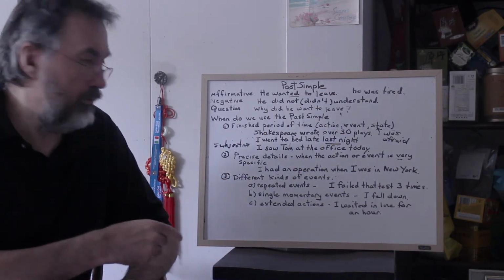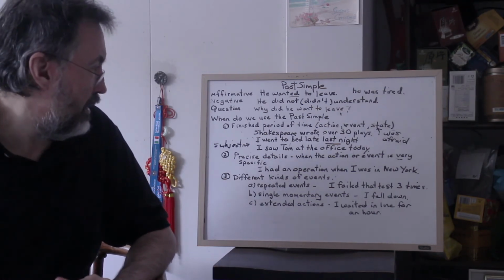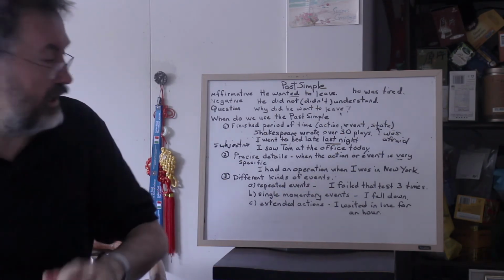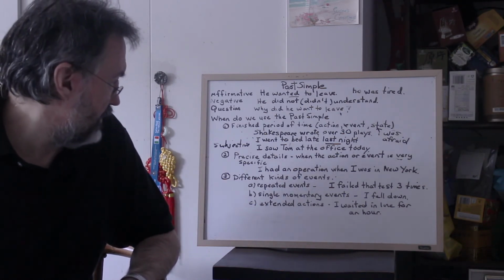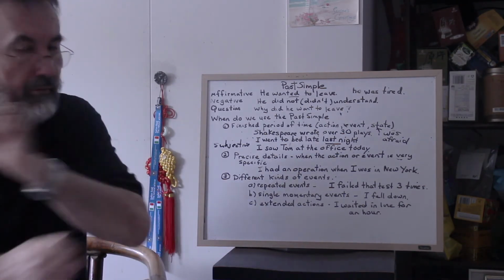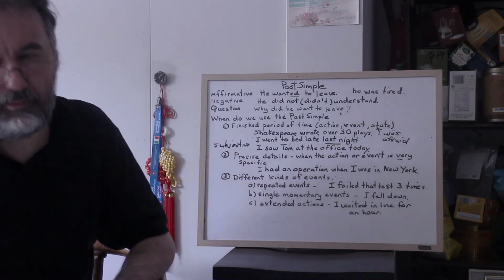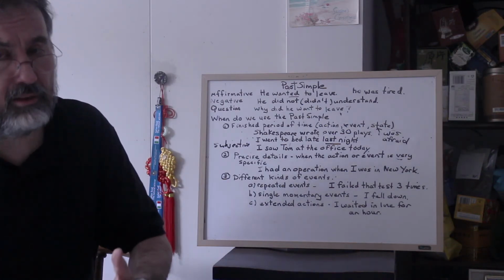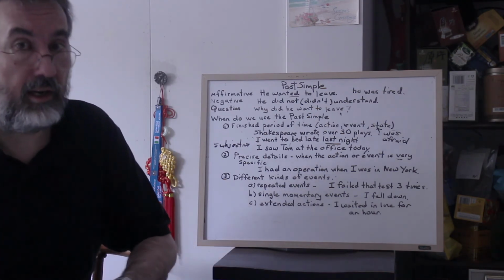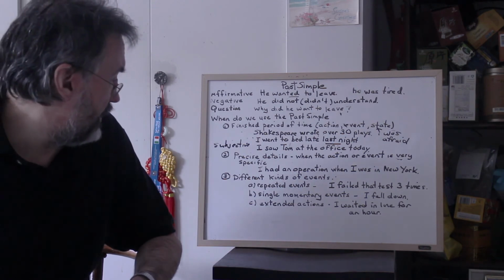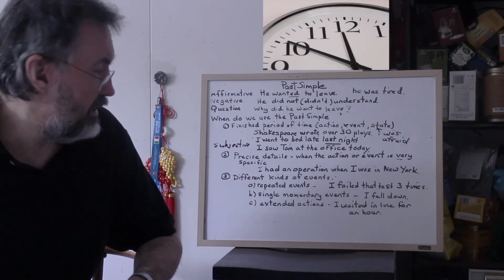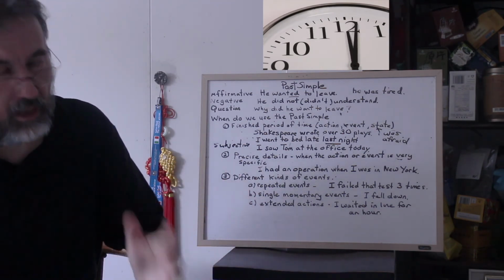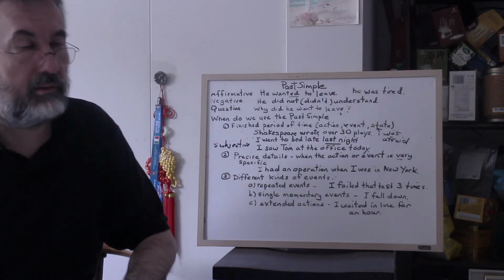Number 3, different kinds of events or actions. First one, repeated events, actions that happen again and again. I failed that test 3 times. Not once, not twice, 3 times. It's a repeated action. Use past simple. Single momentary events. Events that happen very quickly in the past. I fell down. That happens really quickly. It's not slow motion. So therefore we can put it in the past simple. And C, extended actions. I waited in line for 1 hour. For 1 hour is an extended action or an extended period of time. So we can use the past simple.